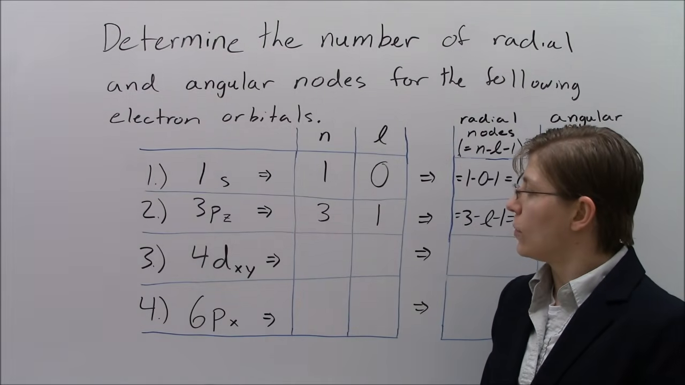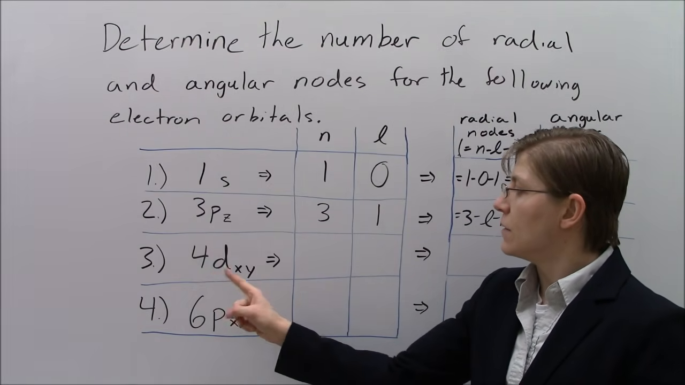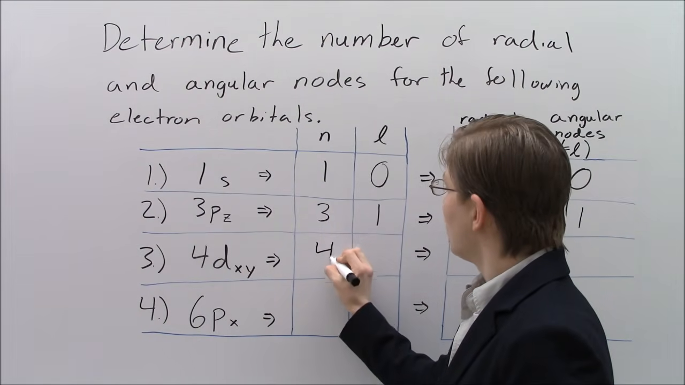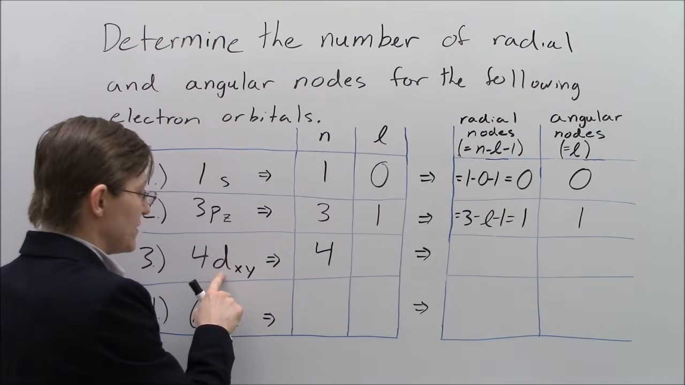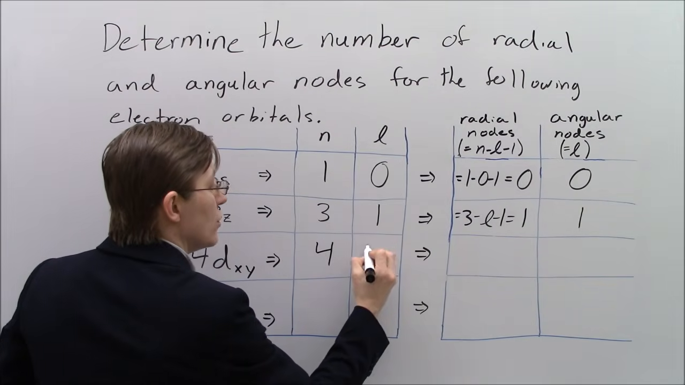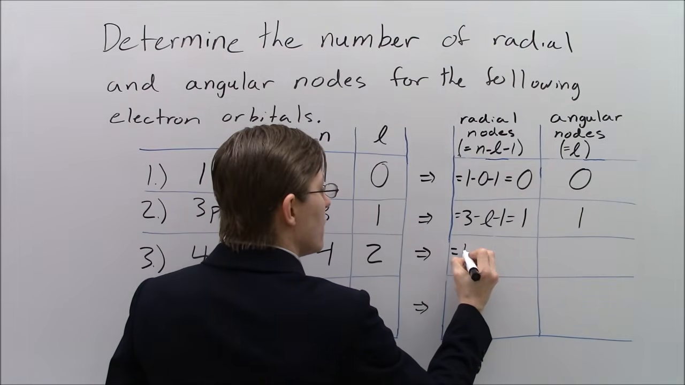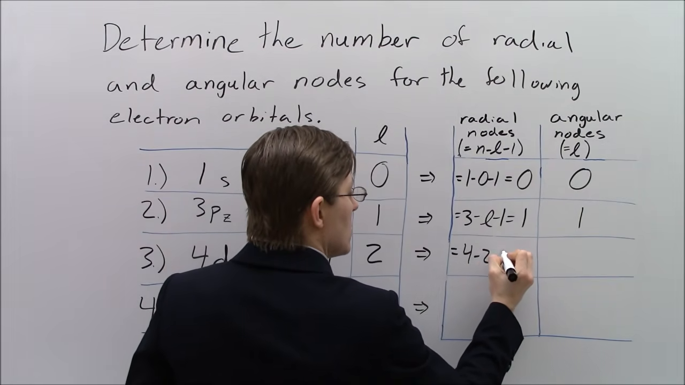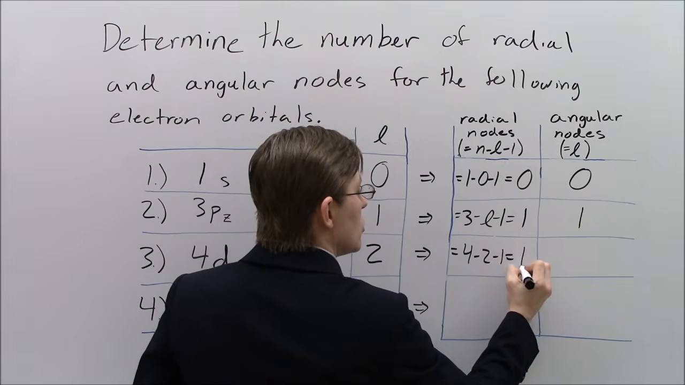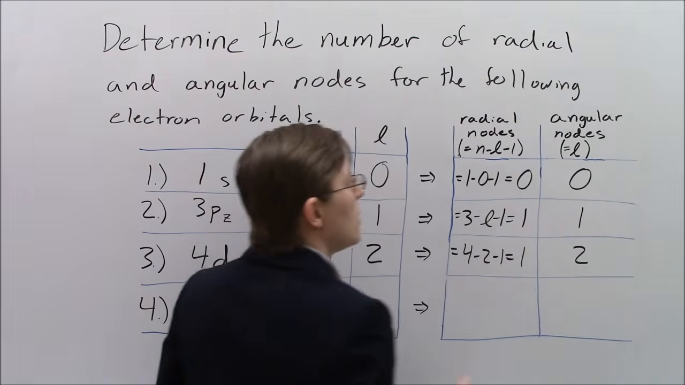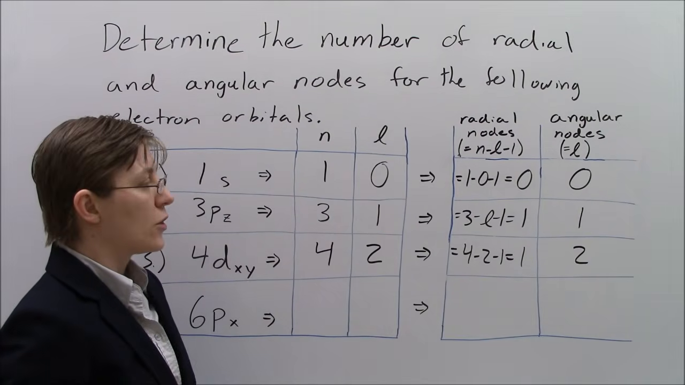Our next electron orbital is the 4dxy orbital. Here we have an n value of 4, and for the d orbital, our L value will be 2. We can calculate our number of radial nodes. That would be 4 minus 2 minus 1, giving us a total of 1 radial node, and a total of 2 angular nodes based on our L value.